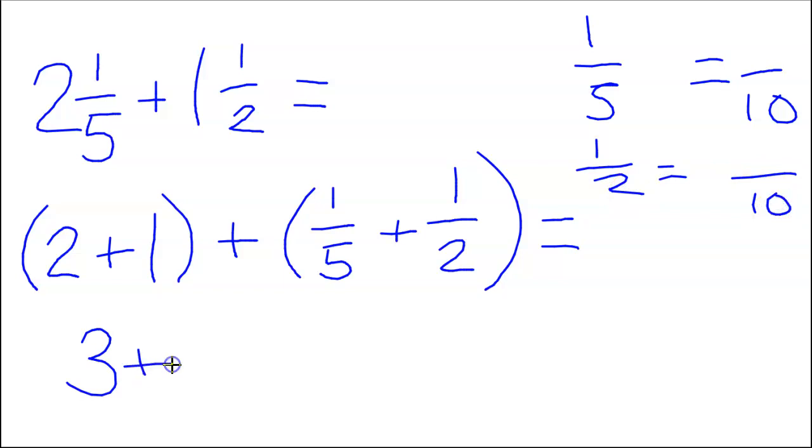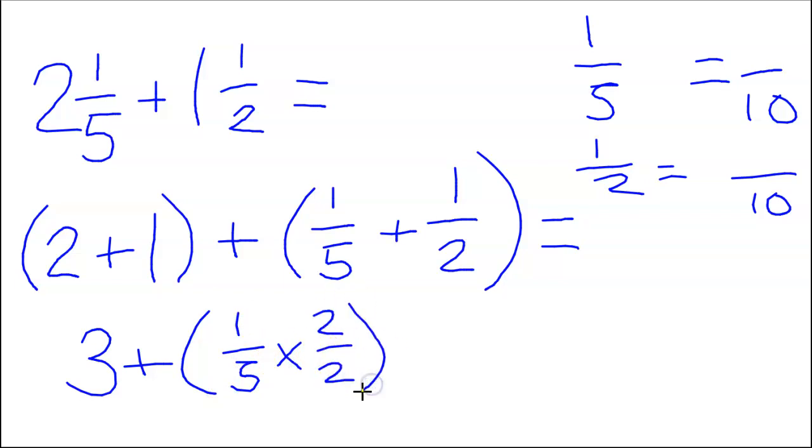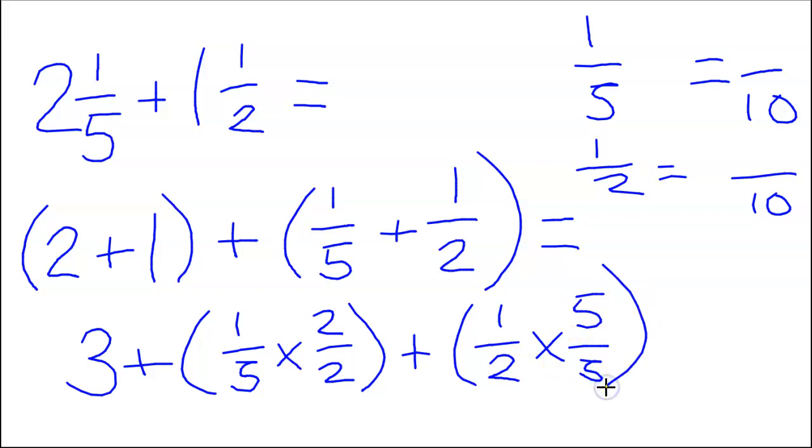How am I going to do that? Well, I'm going to do my 1/5 times 2/2. I know I can do 2/2 because that's the same as multiplying by 1. My identity property tells me that when I multiply by 1, my value does not change. And then to do it to my halves, I'm going to do the inverse, this time multiplying by 5/5. All right, let's keep on going.